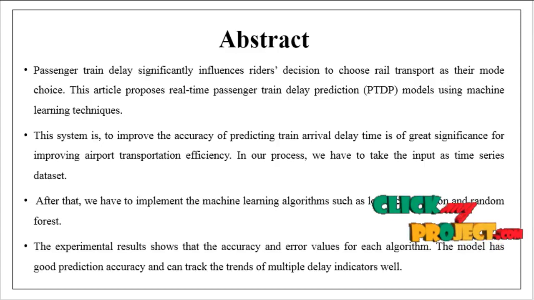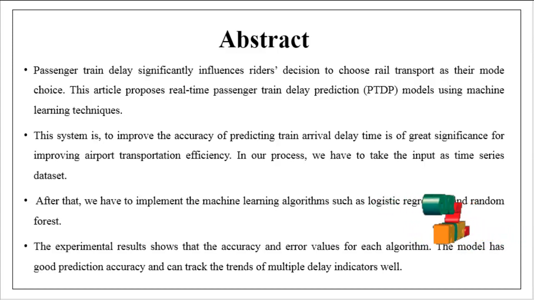Passenger train delay significantly influences riders' decision to choose rail transport as their mode choice. This article proposes real-time passenger train delay prediction models using machine learning techniques. The system aims to improve the accuracy of predicting train arrival. Delay time is of great significance for improving transportation efficiency.